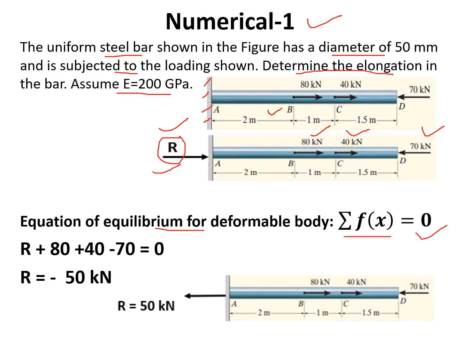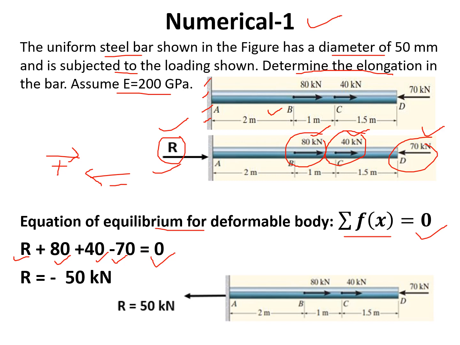Okay. So now we use the sign convention. The rightward force we take positive, and the leftward force we take negative. Okay, by using that sign convention, this R is rightward, so that is positive R. This is the 80 kilonewton force, that is rightward, so again that is positive, plus 80. The next force is 40 kilonewton, again that is rightward, so we take plus 40. And this is the 70 kilonewton force, that is in the leftward direction, so we use a negative sign, so that is minus 70, and that is equal to 0. So this is the equation of equilibrium for this steel bar.